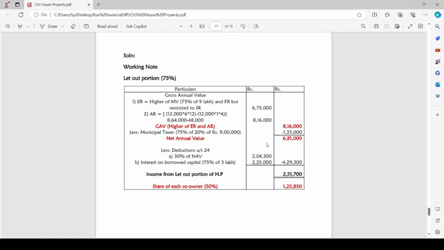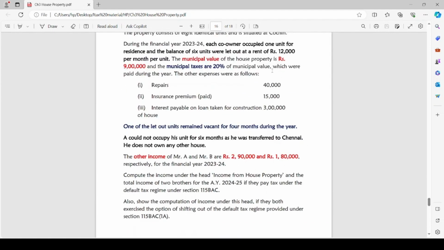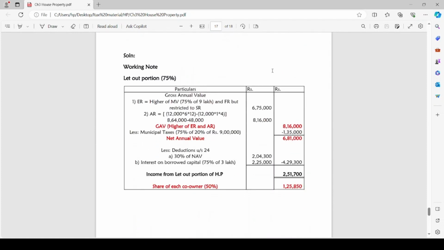The second step, deduction of municipal taxes. The municipal taxes have been paid at the rate of 20% of municipal value. We consider 75% of municipal taxes paid for the purpose of deduction. For the let out portion, we are taking only 75% of actual municipal taxes paid, that is 20% of rupees 9 lakh into 75%. For the let out portion, the owners have paid municipal taxes of rupees 1,35,000. After deducting such amount from gross annual value, we arrive at net annual value, which stands at rupees 6,81,000.